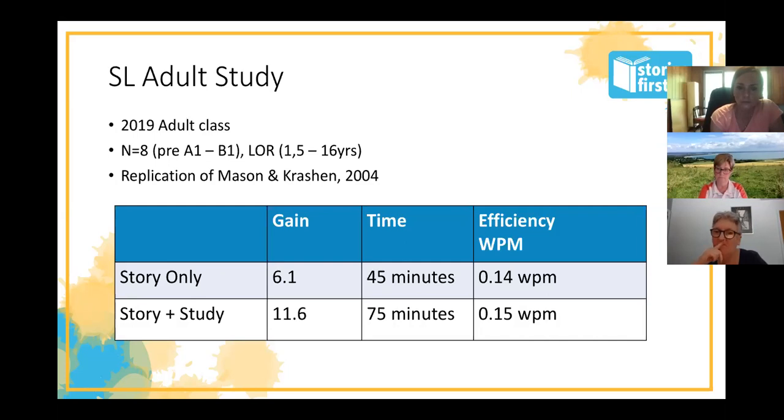I do have to say that the story plus study group, the same students, definitely got the advantage here, because the story listening lesson only happened 2 weeks before the post test, and the story plus happened 1 week before the post test. So there was an advantage given to the second one, but overall it fits in with the findings, how many words the students are able to learn, if you look at the results of the Mason and Krashen study.